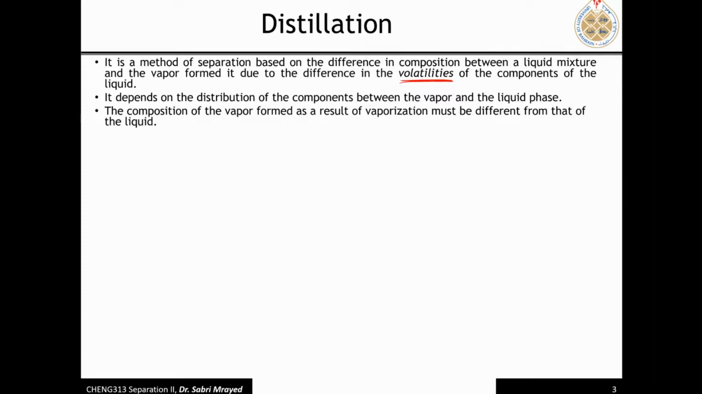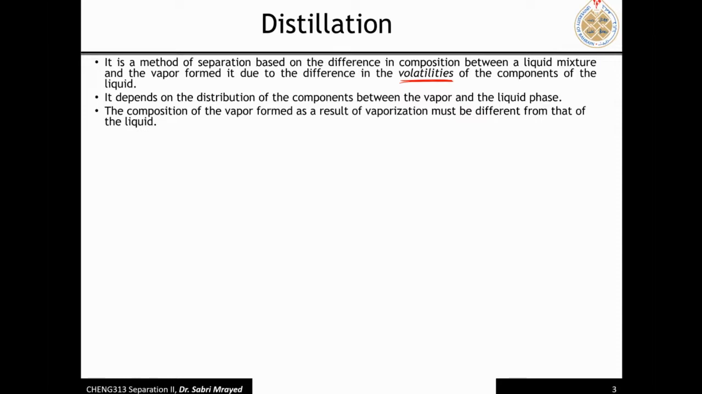Why do they have a difference in volatility? Because they have a difference in boiling point. If the components in your system have similar boiling points, then separation by distillation will not be effective, so you will have to find another approach to separate the components from each other. The components in the mixture that you want to separate must have different boiling points, a significant difference. If they are very close, separation is not going to be possible, or, as we will see, the number of stages will be too many.